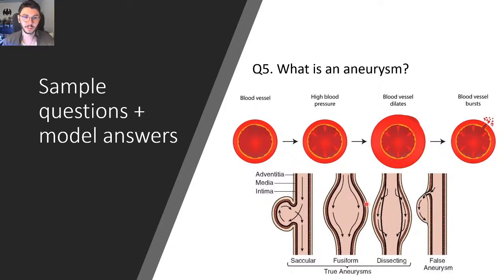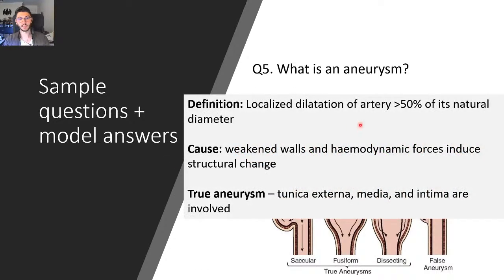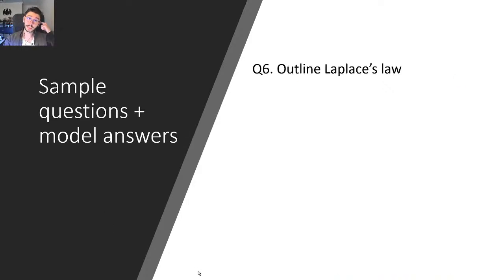What happens is that the structural change is caused by weakened walls and hemodynamic forces. So the wall is weakened, the blood gushes and it expands, and therefore you have a weakened wall. It's usually the tunica media that's weakened and stretches out. So essentially, localized dilatation, weakened walls and hemodynamic forces, and in a true aneurysm, the externa, media and intima are all involved.